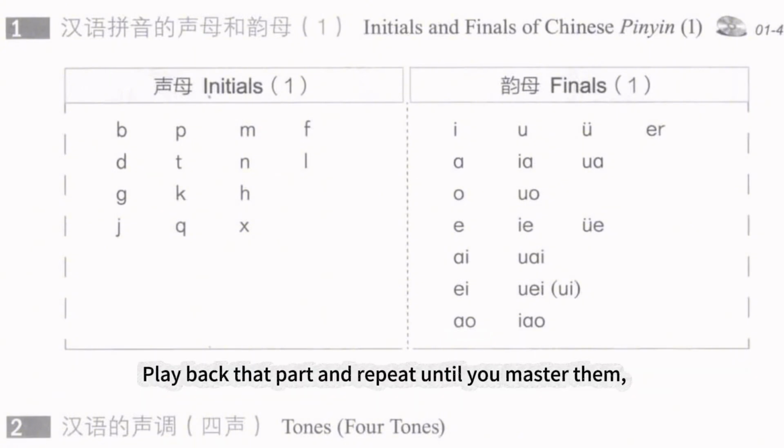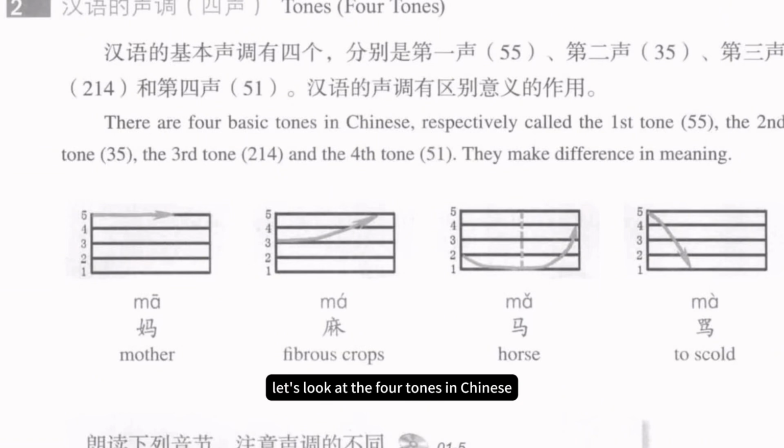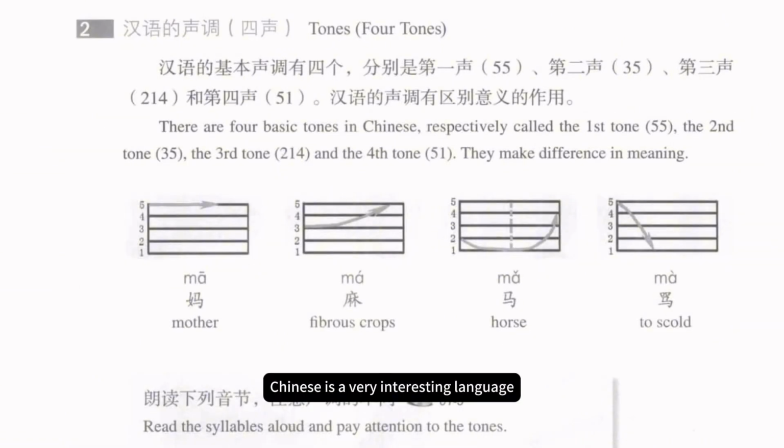I advise you play it back and listen to it and do not move forward before you have learnt it. Very good. Now, let us look at the four tones in Chinese. Chinese is a very interesting language, and all that makes Chinese Chinese is the four tones that we are going to be learning right now. Respectively, there are the first tone, the second tone, the third tone, and the fourth tone.